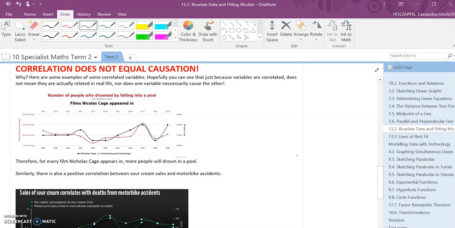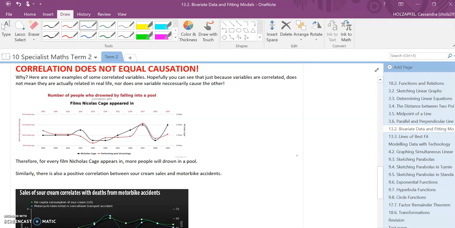I've also got some examples here of some correlated variables, okay? So just because variables are correlated does not mean that they are actually related in real life or that one causes the other. Perfect example, the number of people who drown by falling into a pool and the number of films that Nicolas Cage has appeared in. And you can see they are very well correlated. They fit the pattern very, very well.